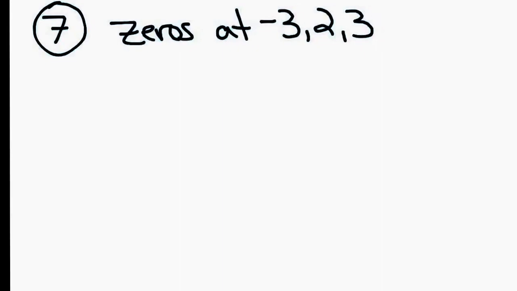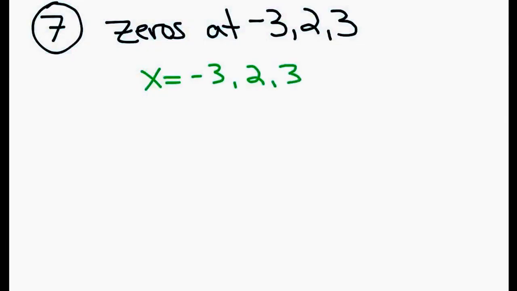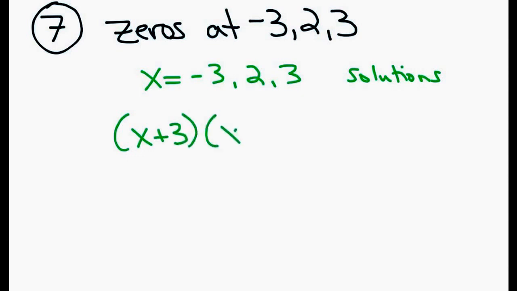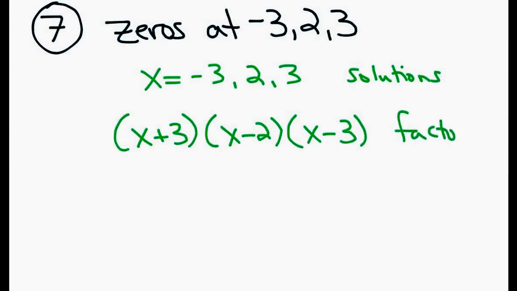Number 7, write a polynomial equation in standard form with zeros at -3, 2, and 3. So these are the zeros. If those are the zeros, these are the solutions. The solutions and zeros are the same thing. That means x plus 3, x minus 2, and x minus 3 are the factors. So now if those are the factors, in order to find the polynomial in standard form, we're going to have to multiply this out. There are several ways to do it, but I'm going to show you a way that will make the problem a little bit faster.